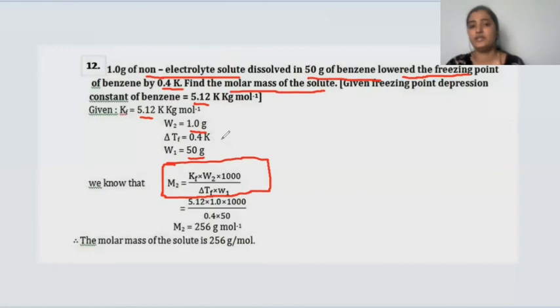And if we substitute the given data in the formula, the Kf is 5.12, W2 is 1, into 1000 divided by delta Tf is 0.4 and W1 is 50. And when we substitute and solve the problem, the molar mass of the solute is found to be 256 gram per mole. Hope you got to know how to solve a problem regarding depression in freezing point.